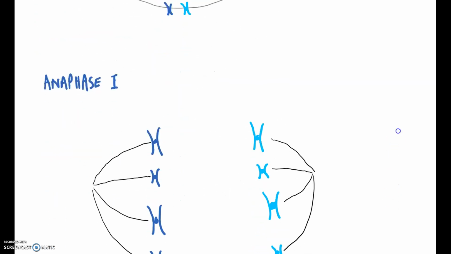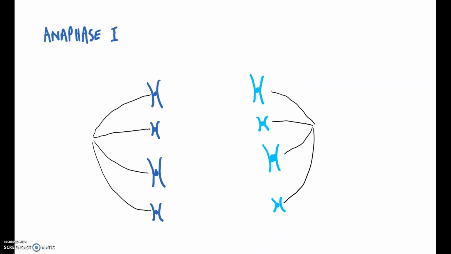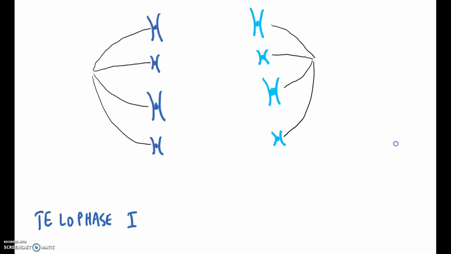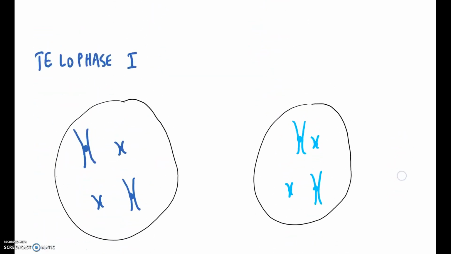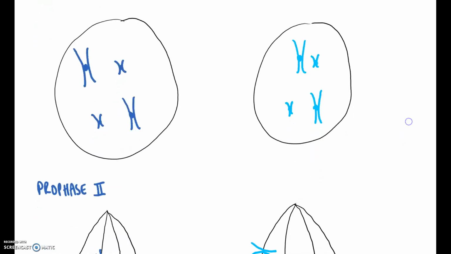Then you proceed into anaphase 1, where the homologous pairs separate, and one from each pair goes to the pole of the cell. And then in telophase 1, the nuclear envelope will reform. Were this mitosis, the cell would now proceed into interphase, but as it is meiosis, the cell does not go into interphase, and instead it proceeds directly into prophase 2.